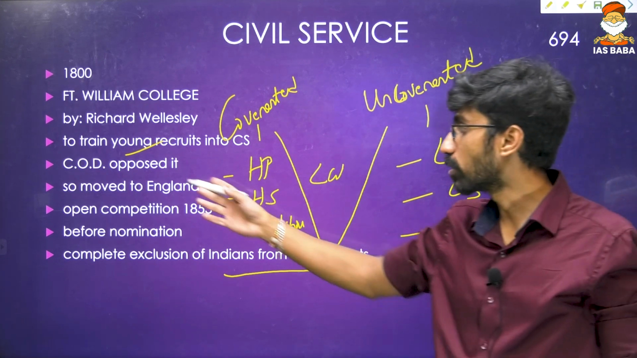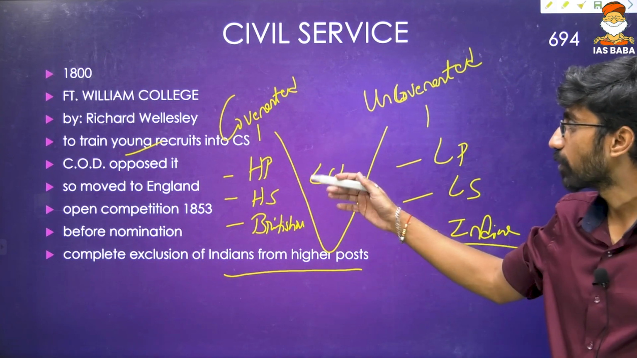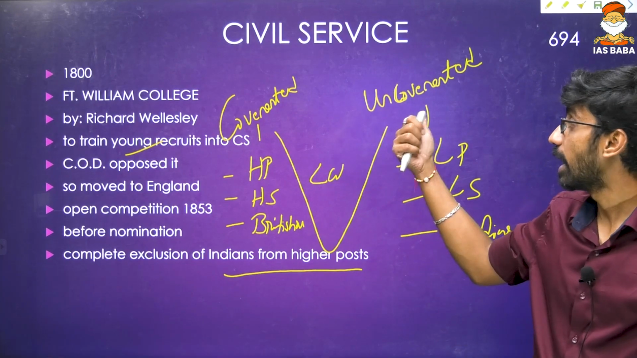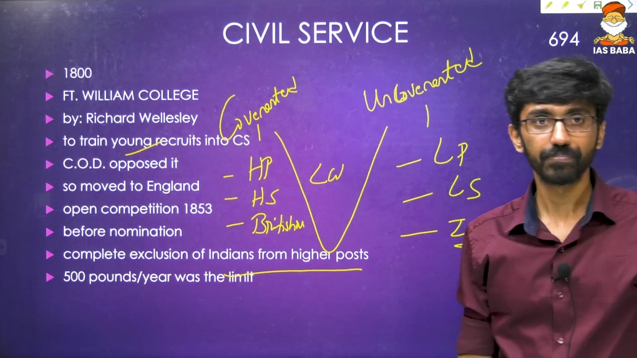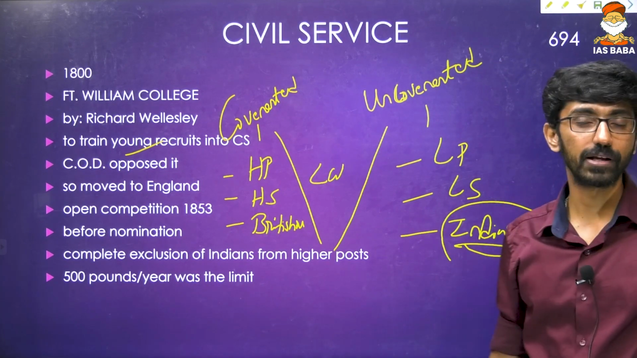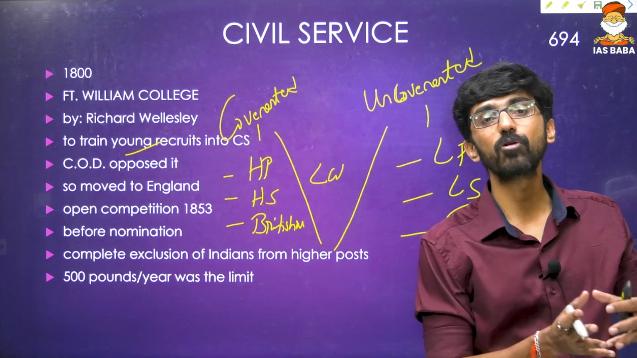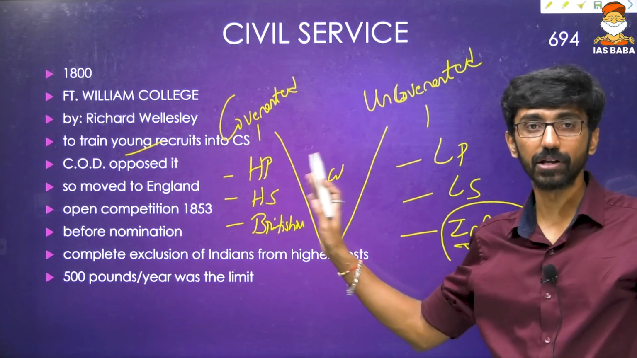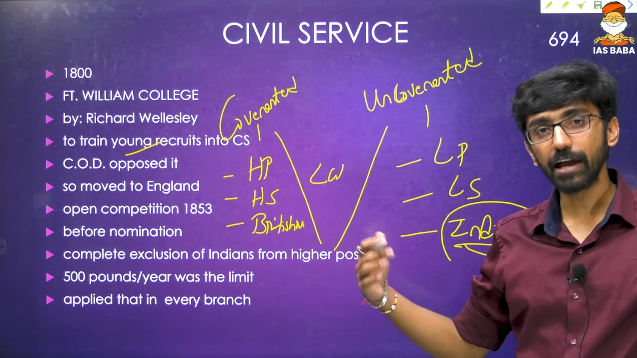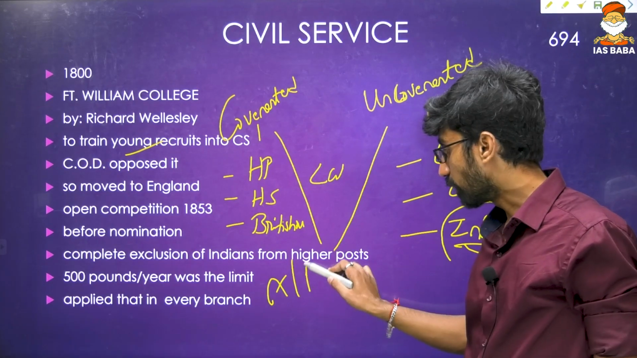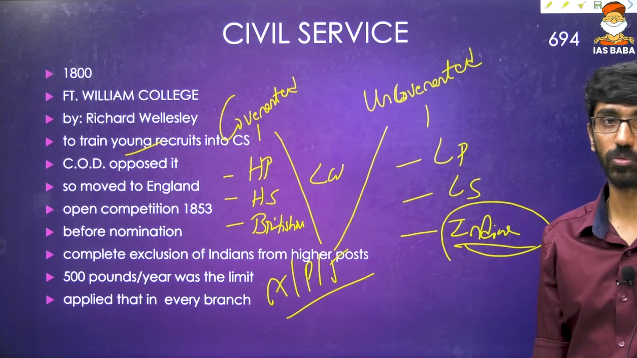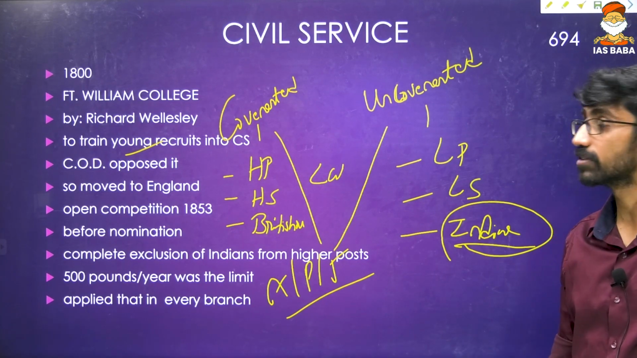And who nominates that? The Court of Directors nominates. Covenanted means established by the law of the company, and another civil service is called uncovenanted. And what is the maximum salary Indians could get in a year? That is 500 pounds per year. Any post giving beyond 500 pounds per year was always reserved for Europeans, or we can say Britishers. That limit applied in every branch, in army, in police, in judiciary, wherever you go. So exclusion of Indians from the higher posts was one of the unique features of civil services.